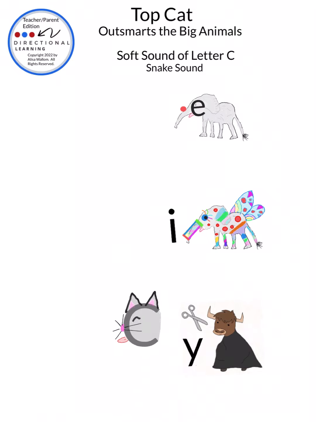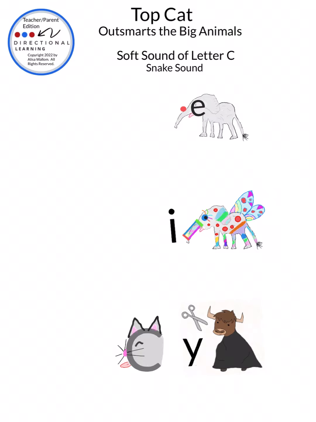So then next, he's playing in the pasture or the grass, and what does he see? A big yak. He's never seen a yak. So he says, I know what I'm going to do. I outsmarted that elephant. I outsmarted that Indian elephant. Now I'm going to outsmart that yak. I'm going to run away, and I'm going to scare that yak and make my snake sound. So that's what he does.